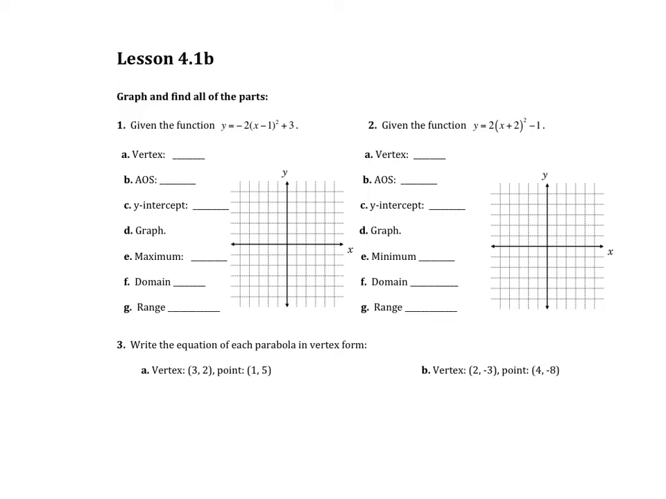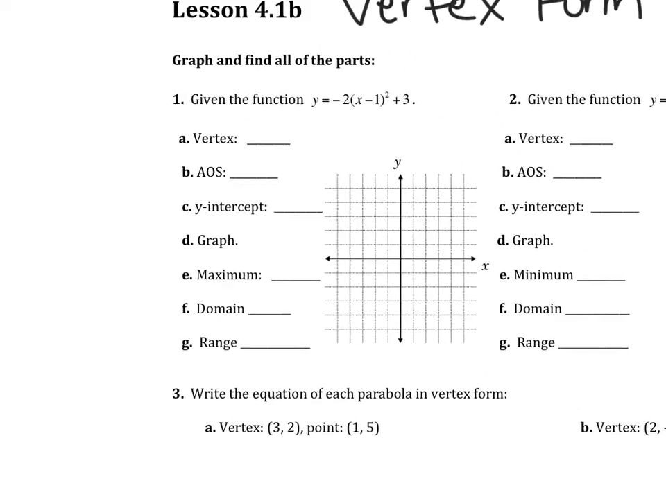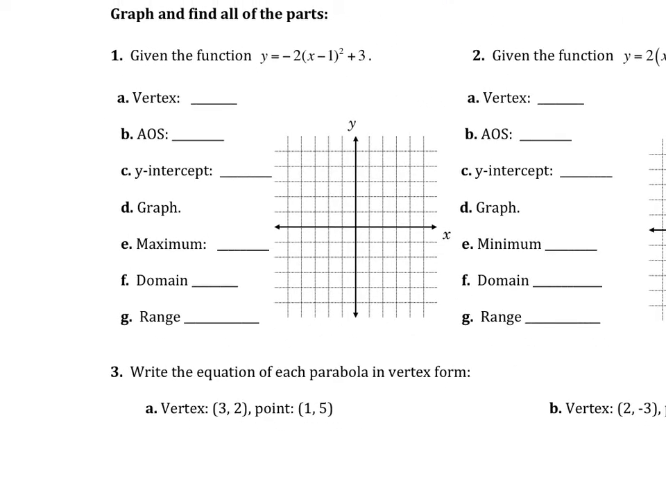All right, we're going to continue doing lesson 4.1. We're going to do 4.1b today. And so we are going to focus on this vertex form that we did yesterday in class. The first two problems, 1 and 2, are just review from yesterday, because I'm not here and you're doing this on your own, so it'd be good to just review some things.